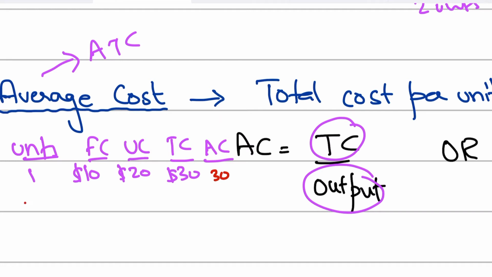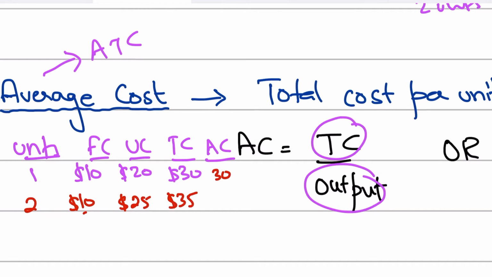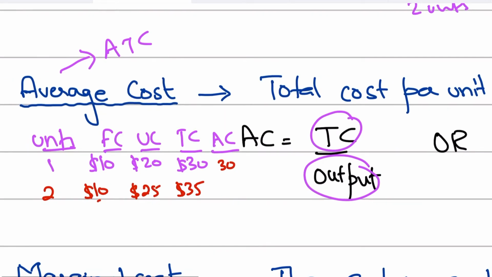And let's suppose you produce 2 units, the fixed cost would still be 10. Let's say the variable cost is somewhere around 25. So 25 plus 10 would be how much? 35. And then your average cost should be 35 divided by 2, and that should be 17.5, if I'm not wrong, right? So you see that the average cost is falling. So as you produce more, the average cost falls.